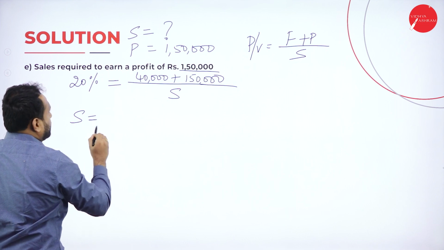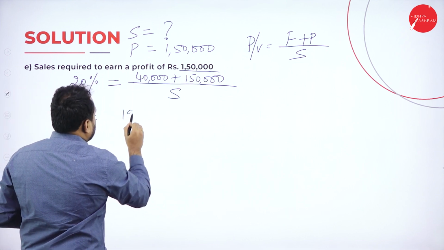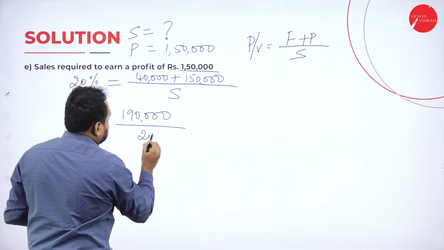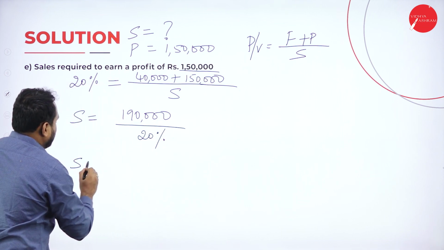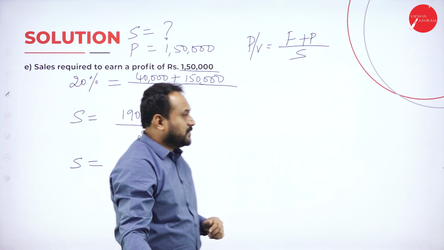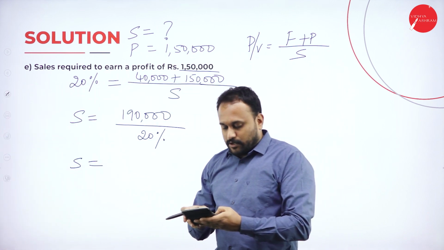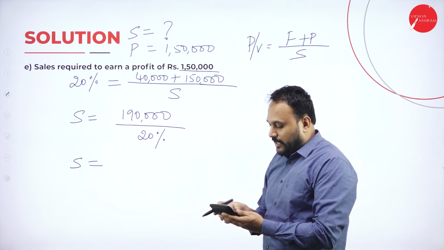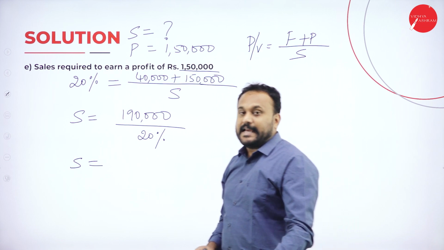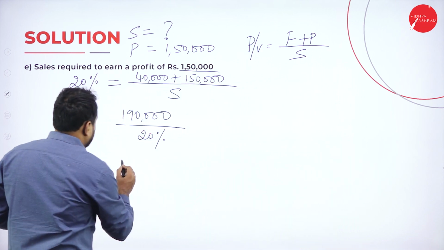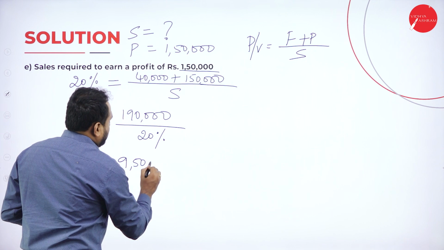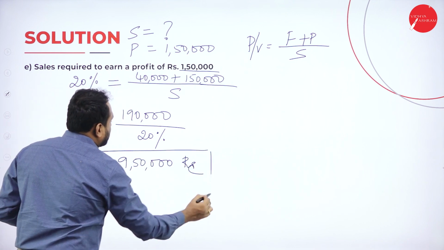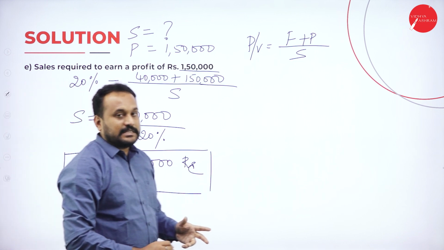So sales is equal to 40,000 plus 1,50,000 is 1,90,000, divided by 20%. Take your calculator: 1,90,000 divided by 20% is 9,50,000 rupees. So we got 9,50,000 rupees.